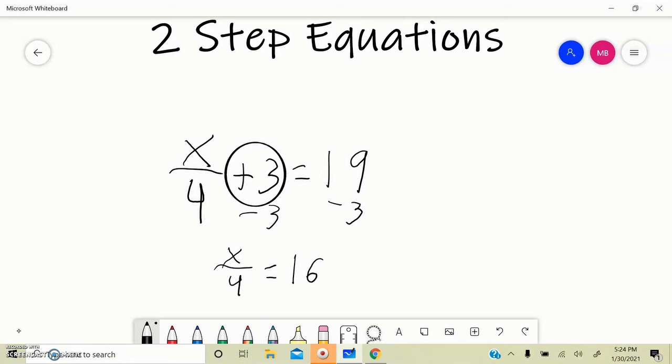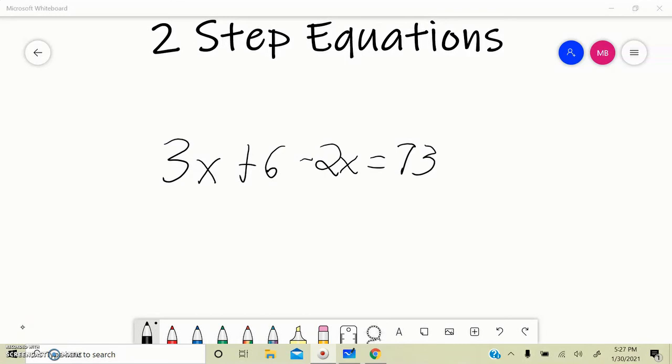So now that I have just my coefficient and my variable on one side, I want to get rid of that coefficient. So since I'm dividing by 4 right now, what I want to do is multiply by 4. That's going to have my 4 cancel out and leave me with just my x. And again, whatever I do to one side, I have to do to the other. So right now, I cancel out my 4's, so I'm left with just x. And I do 16 times 4, which gives me 64.